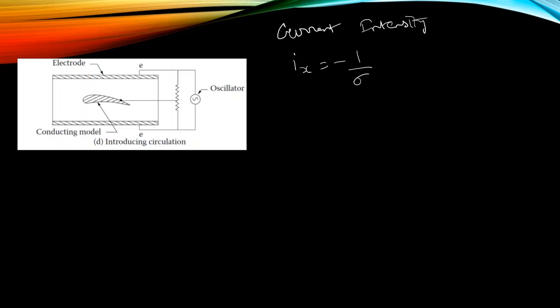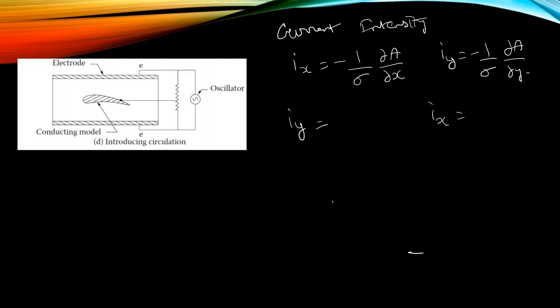It is nothing but minus 1 by sigma dou A by dou X. Then Iy is minus 1 by sigma dou A by dou Y. So A is nothing but the electric potential function. So with respect to the electric potential function, electric current intensity is written, right? And similarly, current intensities for any kind of electric current, it is nothing but Iy and Ix.